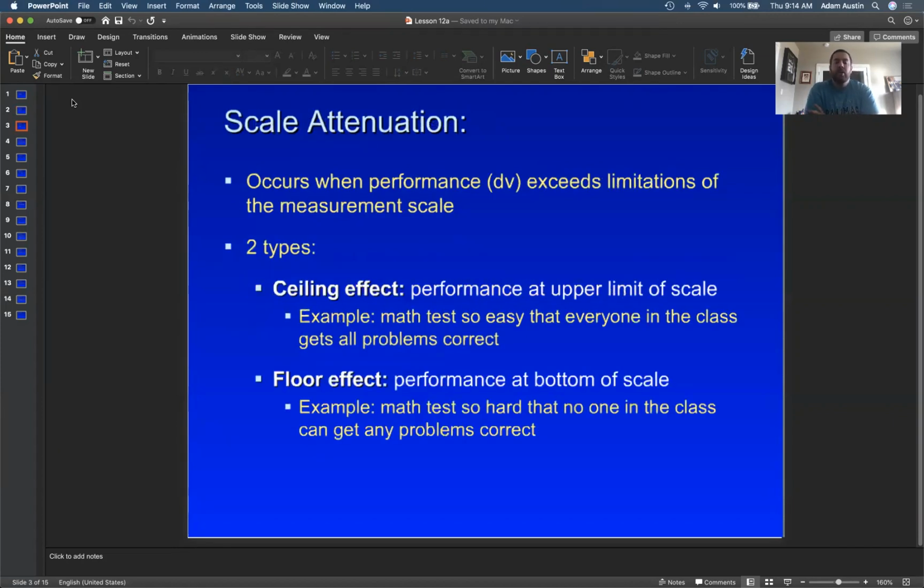So scale attenuation, here we have the ceiling and floor effects. Ceiling effect: performance at the upper limit of the scale. An example could be a math test so easy that everyone in class gets all the problems correct. Floor effect: performance at the bottom of the scale. A math test so hard that no one in the class can get any problems correct. So to figure out if you have a ceiling or a floor, you need to look at what your participants are actually doing. If they are doing incredibly well, we call that a ceiling. If they are doing incredibly poorly, then we call that a floor.